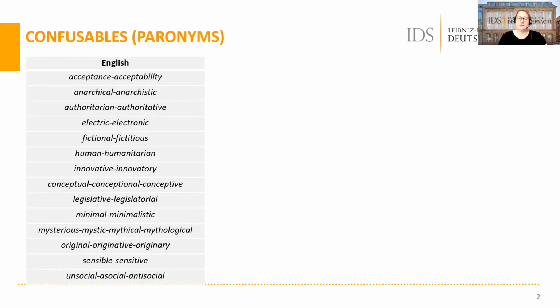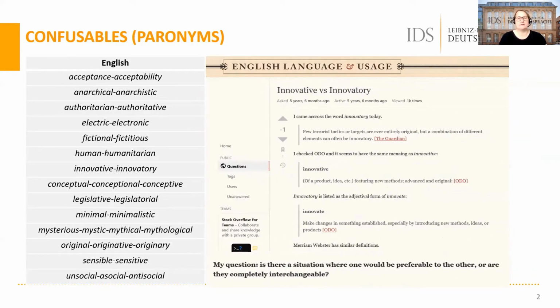Often these words are only separated by one or two letters or by different prefixes and suffixes. But who has troubles with those terms? Well, it's both native speakers and language learners. Numerous discussions on internet forums testify to this. So here you have an example where a native speaker of English asks about the precise difference of innovative and innovatory.